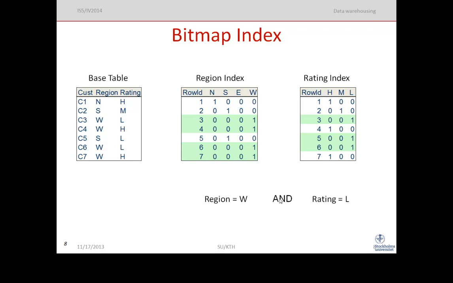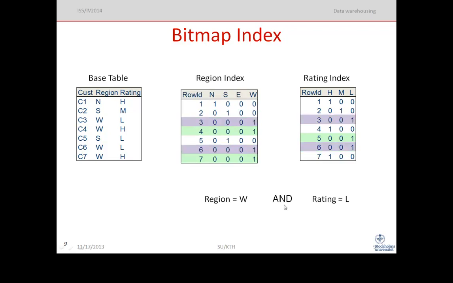So if we look at this question, we can see region W. Well, in this base table, that would mean that we will have row ID 3, 4, 6, and 7. They are west. And then we have the rating L. Then we would see that rating L, low rating, is row ID 3, row ID 5, and row ID 6. So now all we have to do is use the AND operator. And then we will see that row ID 3 is west and low, and row ID 6 is west and low. So those are the two rows that we need to look at, and then we can take the row IDs 3 and 6 and go to the base table and extract more information from there.